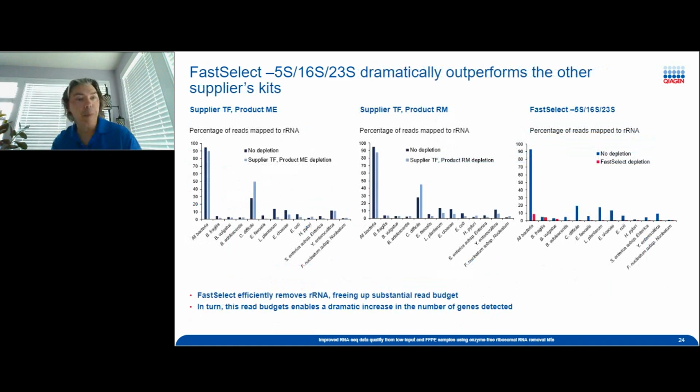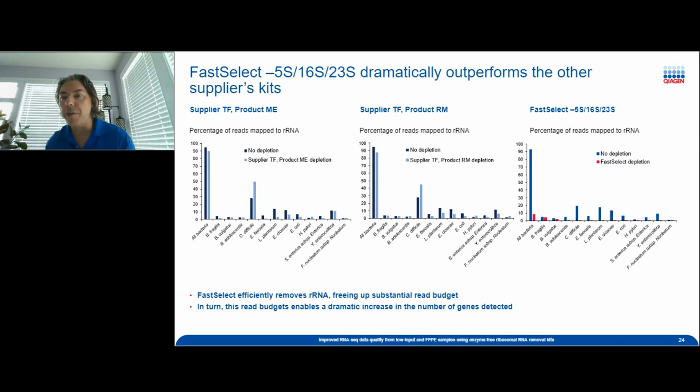Here are some other examples of looking through different bacteria. You can see we're now comparing supplier TF, one or a couple of their products, versus FastSelect. You can go through the data here, and the short of the story is that FastSelect outperforms a lot of the existing kits in the market for bacteria. There are a couple of different reasons for that.